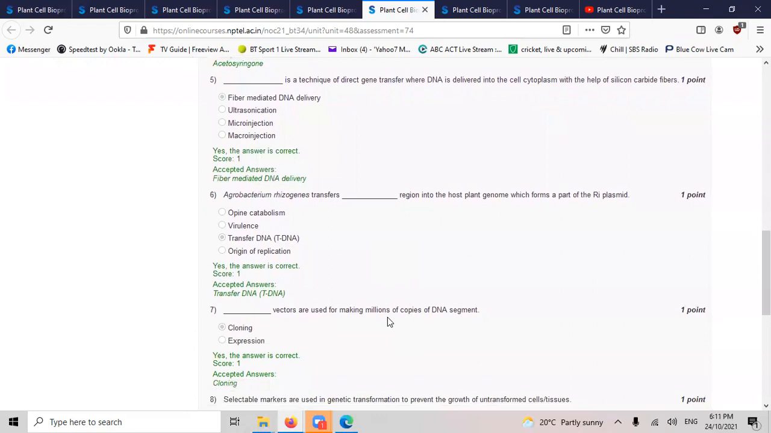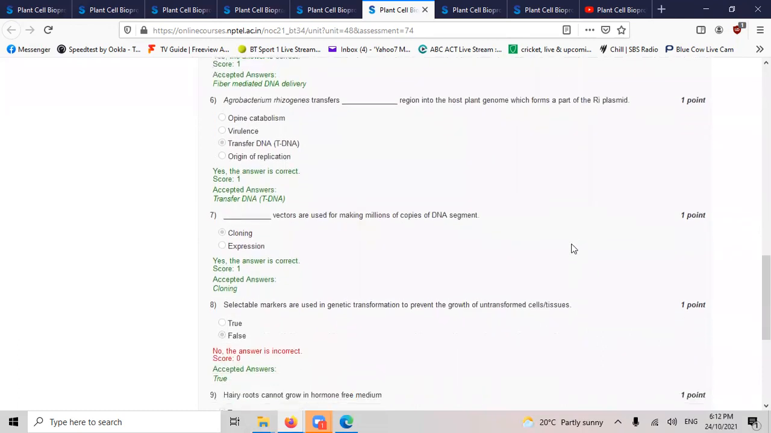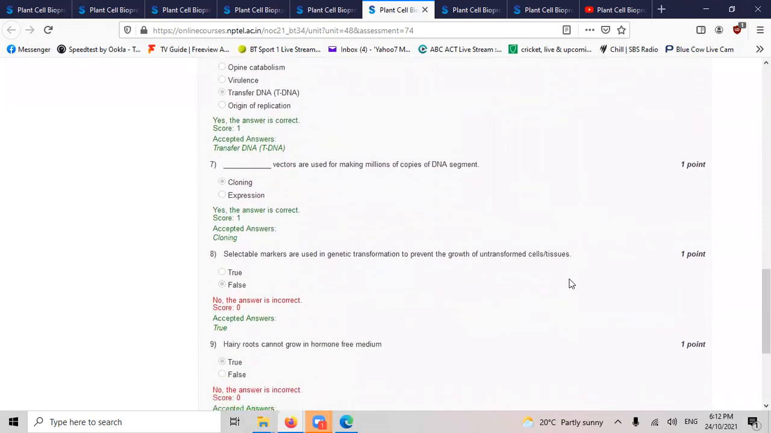Selectable markers are used in genetic transformation to prevent the growth of untransformed cells. This must be true, because you want to use selectable markers. Yeah, it's true. Hairy roots cannot grow on hormone-free medium. True.